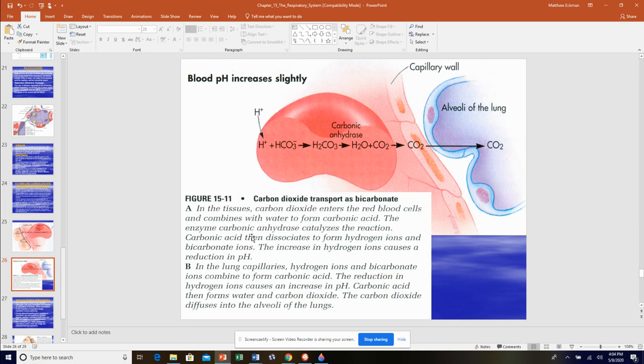In the lung capillaries, the hydrogen ions and the bicarbonate ions combine again to form back to carbonic acid. This reduction in the hydrogen causes an increase in the pH, so our blood becomes a little more basic. The carbonic acid then comes in contact with water, is released as water and carbon dioxide, and our carbon dioxide out here, right there, is now a gas again, just the same way it was when it started out as a gas in our cells and we produced it through cellular respiration.